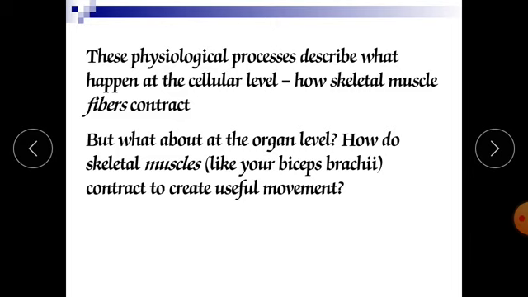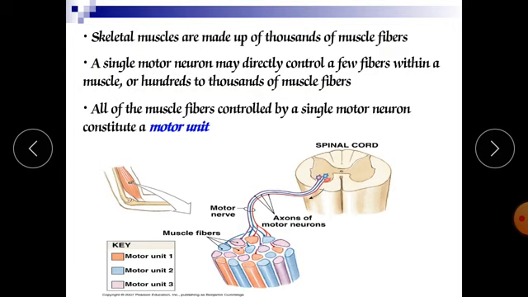But what about at the organ level? How do skeletal muscles like your biceps brachii contract to create useful movements? Skeletal muscles are made up of thousands of muscle fibers. A single motor neuron may directly control a few fibers within a muscle or hundreds of thousands of muscle fibers. All the muscle fibers controlled by a single motor neuron constitute a motor unit.